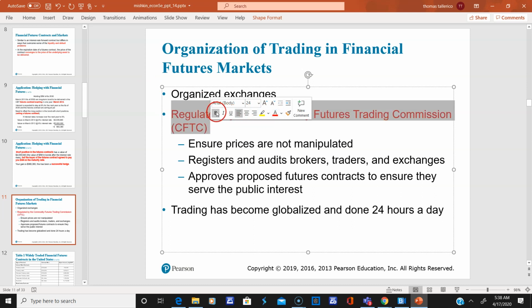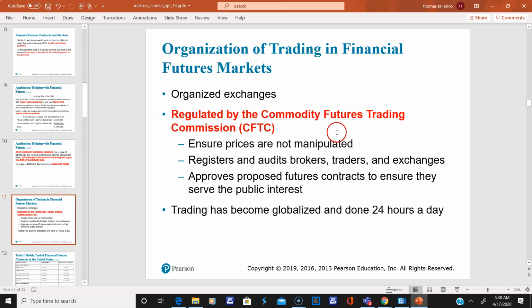And basically that's what they do. They try to make sure there's no hanky-panky. That says manipulated, but basically no hanky-panky. So the CFTC registers and audits brokers, traders, and exchanges. They approve futures contracts to ensure they serve the public interest. So everyone who is going to sell these contracts here, the brokers, the traders, and the exchanges, are registered and audited by the Commodities Futures Trading Commission. So that's important to know.